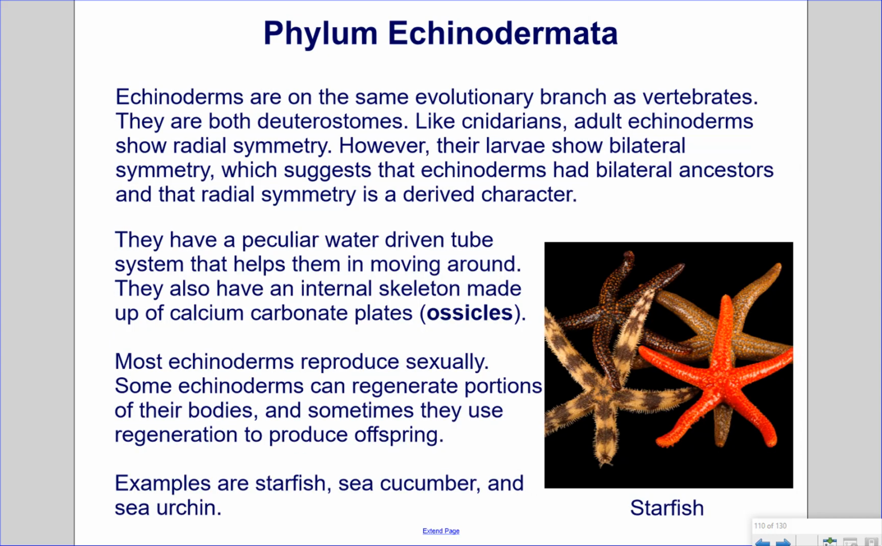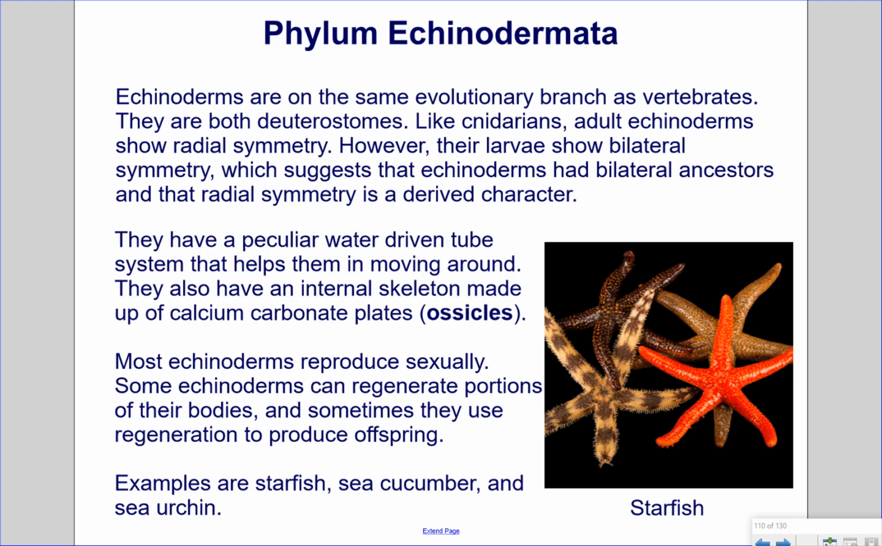Phylum Echinodermata. Echinoderms are on the same evolutionary branch as vertebrates. They are both deuterostomes. Like cnidarians, adult echinoderms show radial symmetry. However, their larvae show bilateral symmetry, which suggests that echinoderms had bilateral ancestors and that radial symmetry is a derived character.